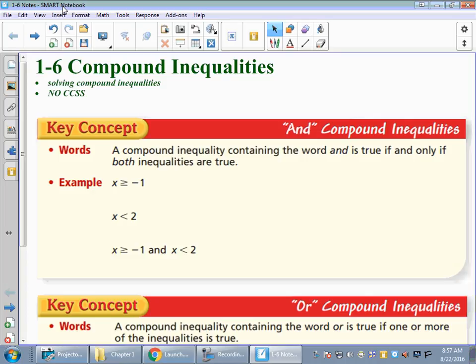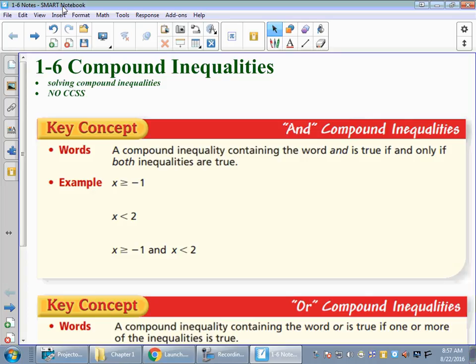If you think about a compound sentence, it's two simple sentences or simple statements connected with an "and" or an "or." And in the English language, whether you use "and" or you use "or" makes a big difference. And so in math, it's the same way. So we'll talk a little bit more about that tomorrow when we're in class.